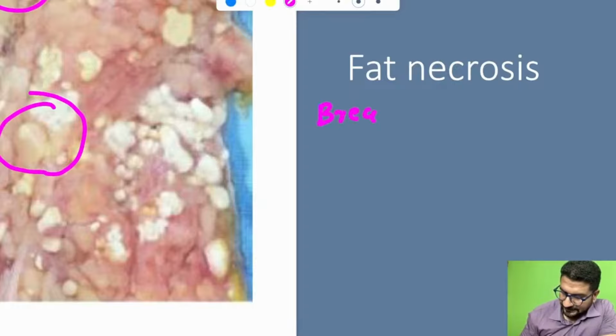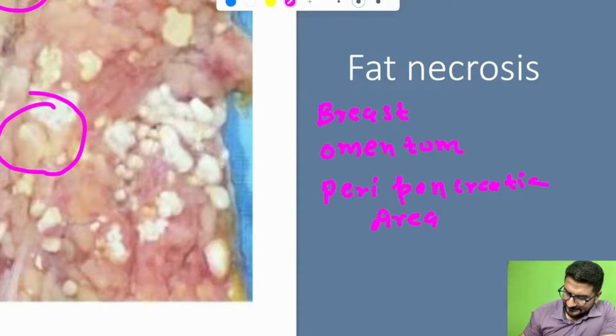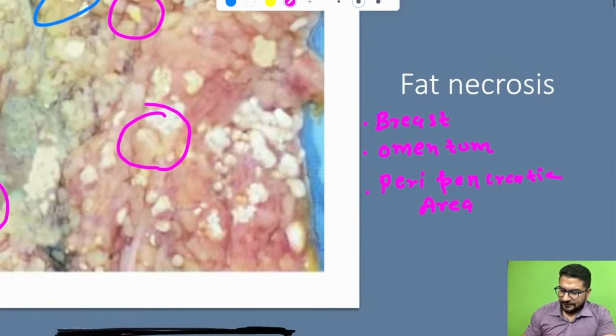So this is seen in breast. It is seen in omentum, and this is seen surrounding the pancreas. Surrounding the pancreas means it is seen in the peripancreatic area, or I can say the peripancreatic fatty layer. We also call this the adipose tissue layer. Right? So this is about fat necrosis.